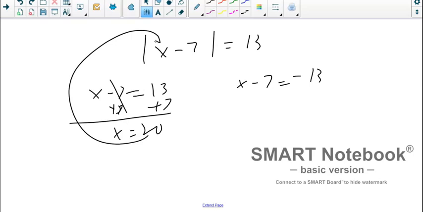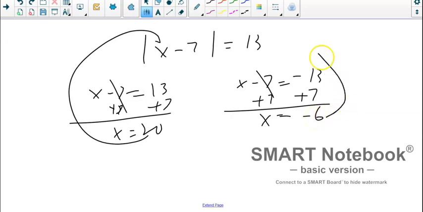Plug it in. 20 minus 7 is 13. Absolute value is 13. Add 7 here. In this case, I get x equals 7 minus 13, negative 6. That's my other answer. And again, if I plug that in, negative 6 minus 7 is negative 13, but the absolute value of that is positive 13.